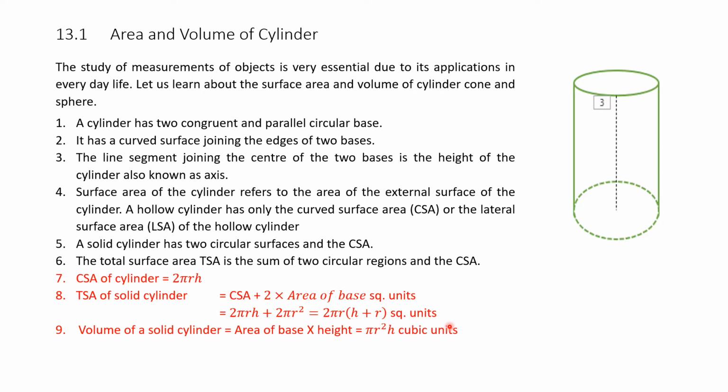Point number 9. The volume of a solid cylinder is equal to the area of the base into the height. The area of the base is pi r square, so volume is pi r square h. Because it is a volume, we have to express it in cubic units. Please remember these formulae. They will help you in solving the numerical problems.